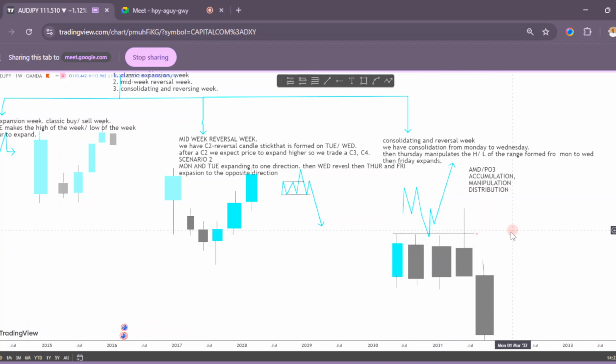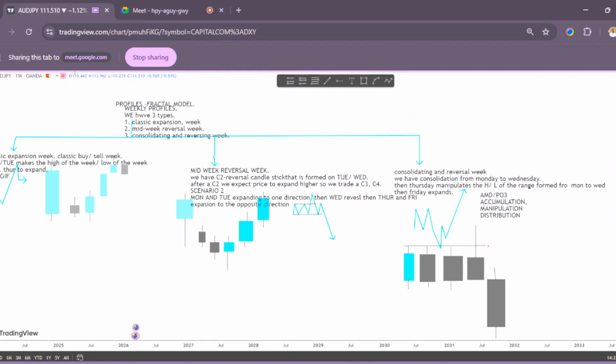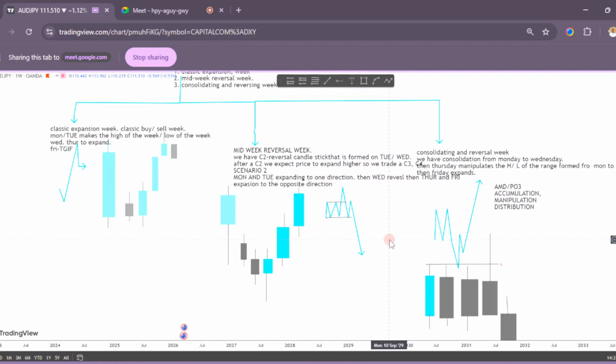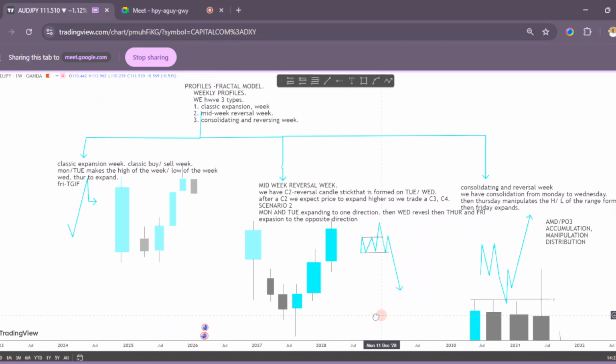So yeah, we are going to apply this now onto a daily time frame, and then we see how we are going to apply this into executing our trades. The next thing we shall be looking at is the daily profile. So I want us to look at just an example here. This is what we have been talking about.